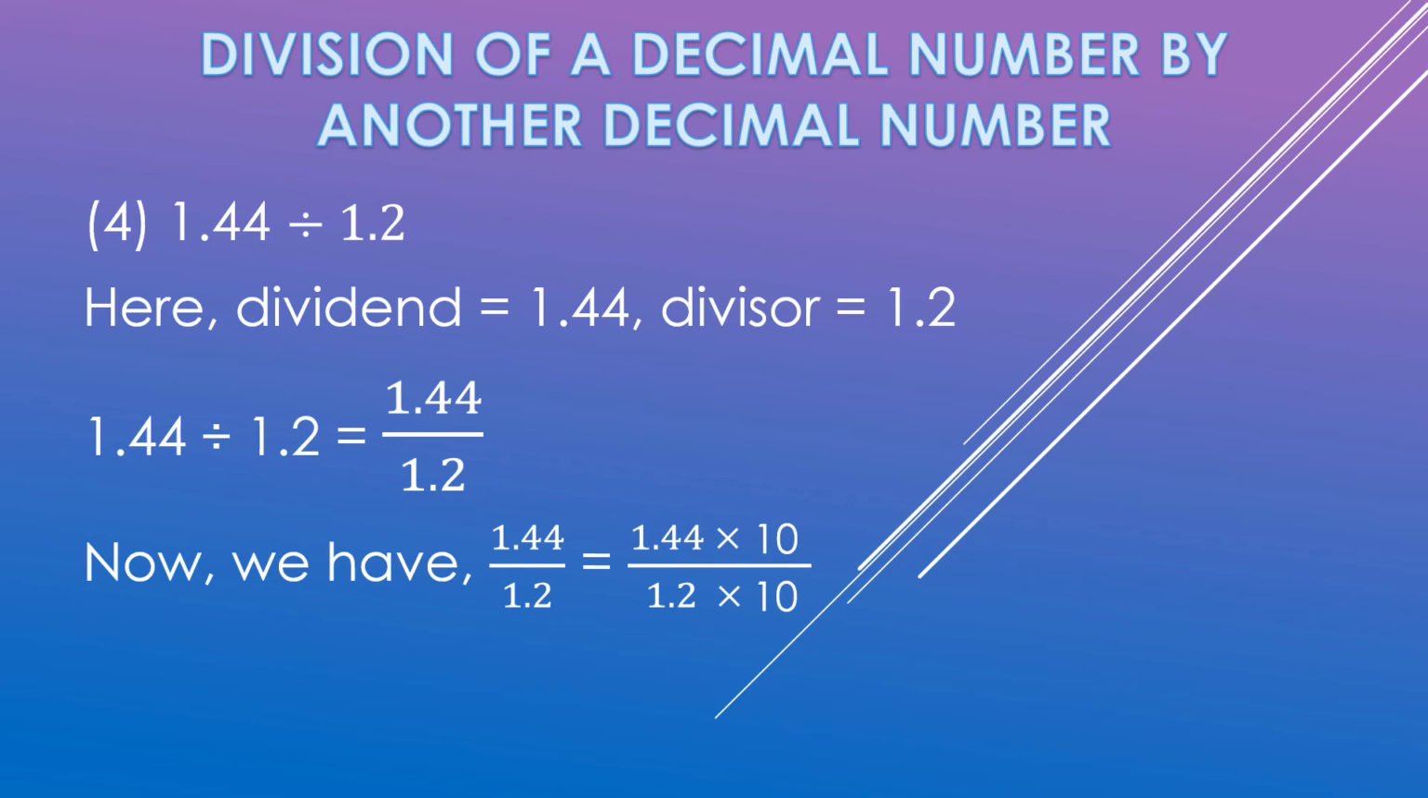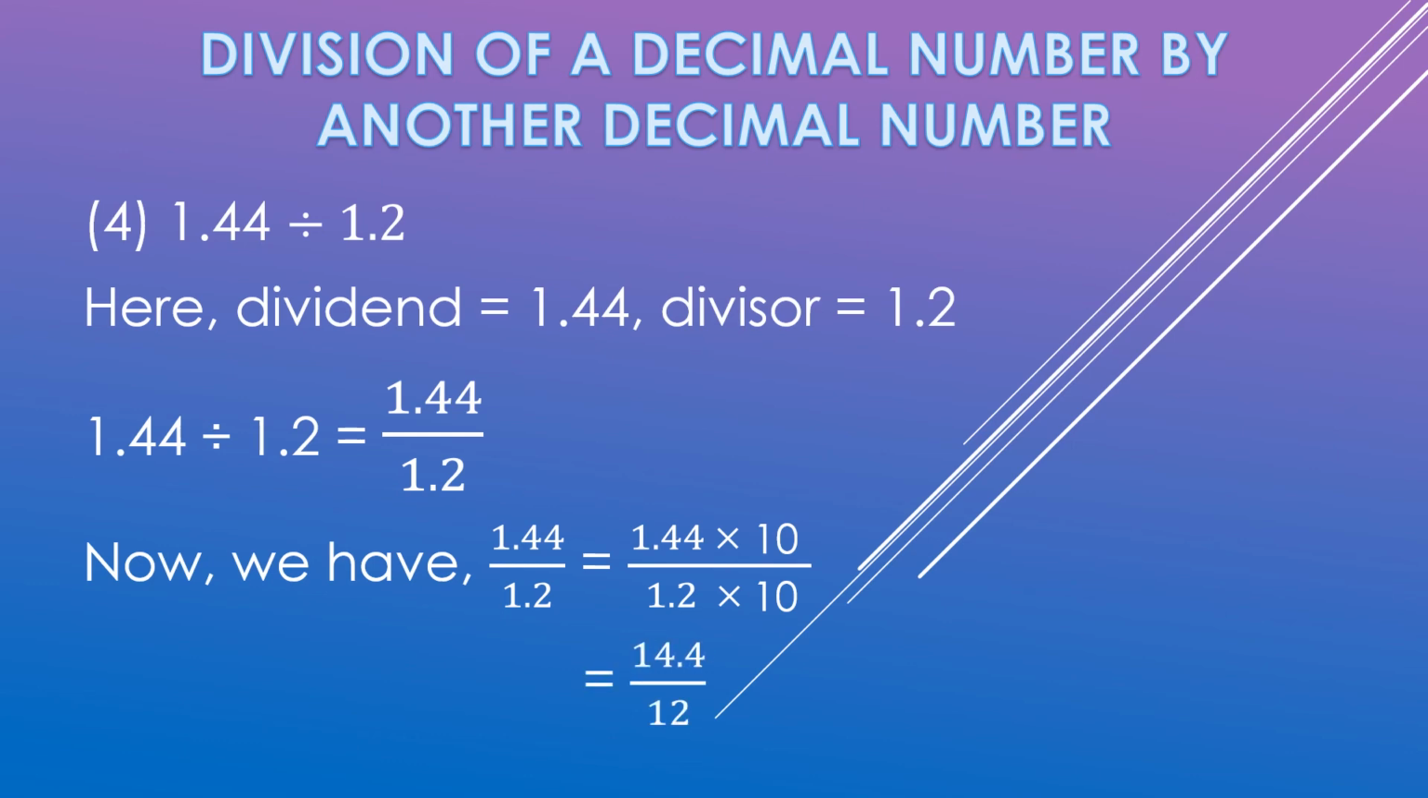get an equivalent fraction. Now we have 1.44 upon 1.2 is equal to 1.44 multiplied by 10 upon 1.2 multiplied by 10. Do the multiplication and we know that if we multiply a decimal number by 10, decimal point shifts one place to the right. So we get 14.4 upon 12.